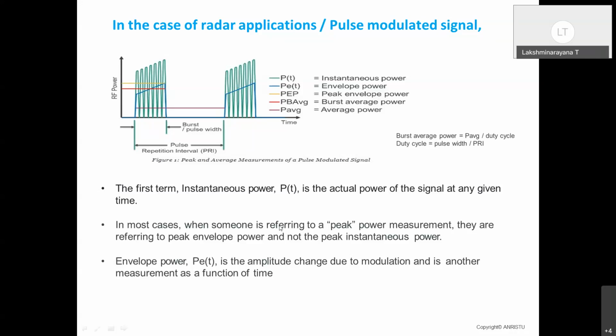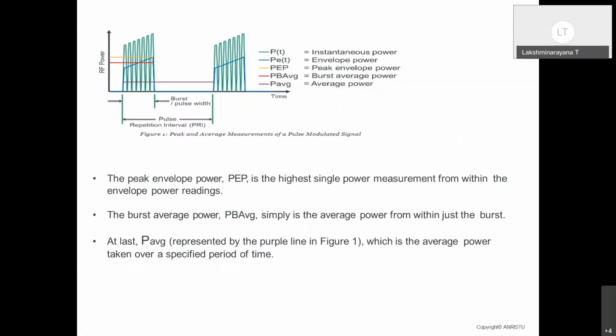In most cases, when someone refers to peak power measurement, they are referring to the peak envelope power, not the peak instantaneous power. For instantaneous power, we need the oscilloscope. The envelope power, PEP, represented by the blue line, is the amplitude change due to the modulation, measured as a function of time. The peak envelope power is the highest signal power within the envelope power reading, which we read with the power sensors. The burst average power is simply the average power within just the burst. Lastly, the average power is the average power taken over a specified period of time. This is the average power, and it is color coded with different colors.